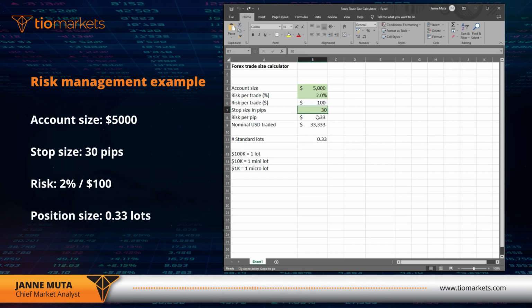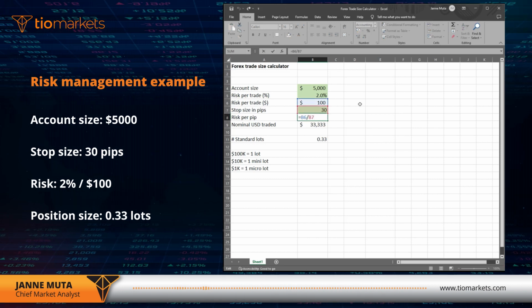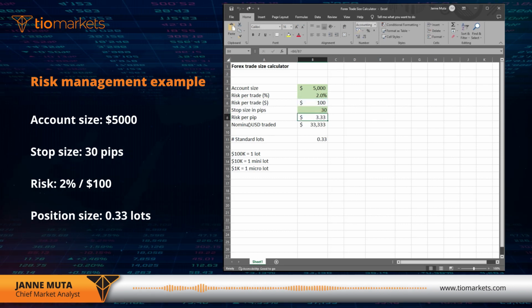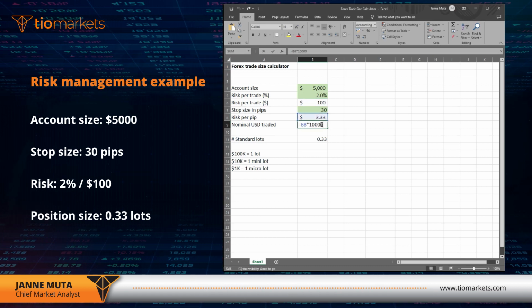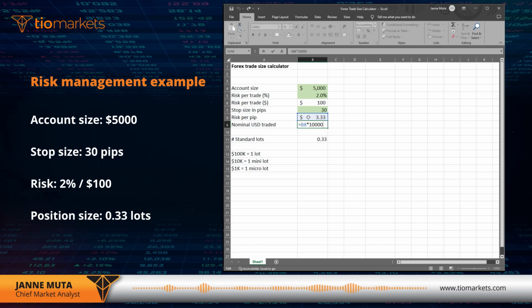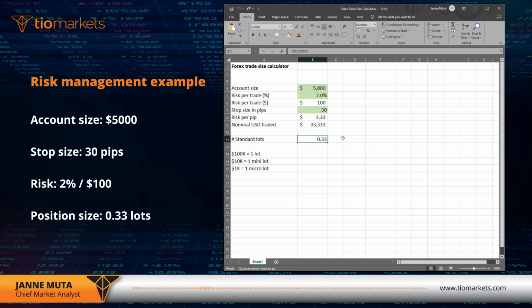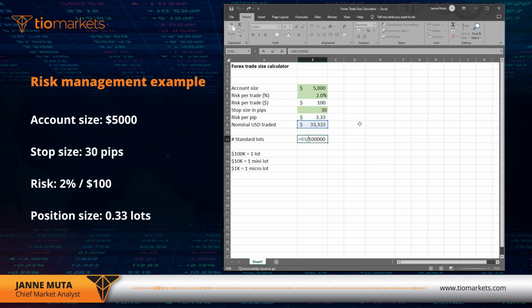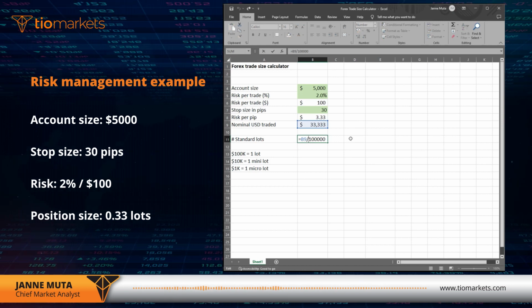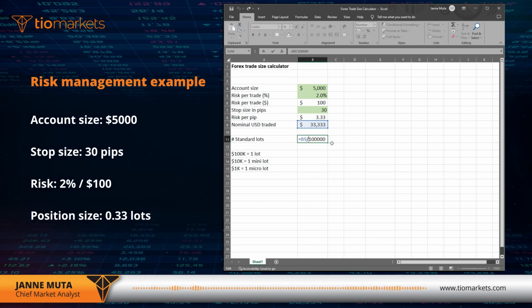So then the risk per pip calculation is there. You divide the risk per trade by the number of pips. And then you have the nominal USD traded. So you take the risk per pip and multiply that by 10,000. And then this cell here gives you the standard lots traded. So I've divided the nominal USD traded by 100,000.